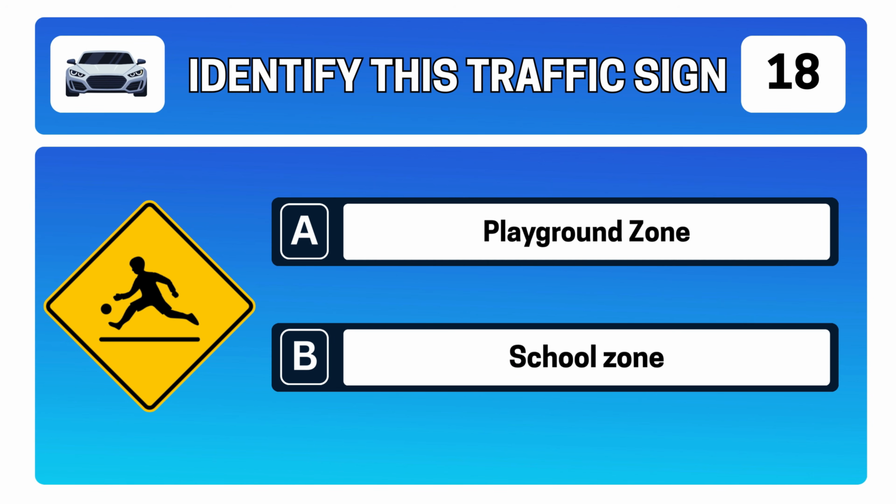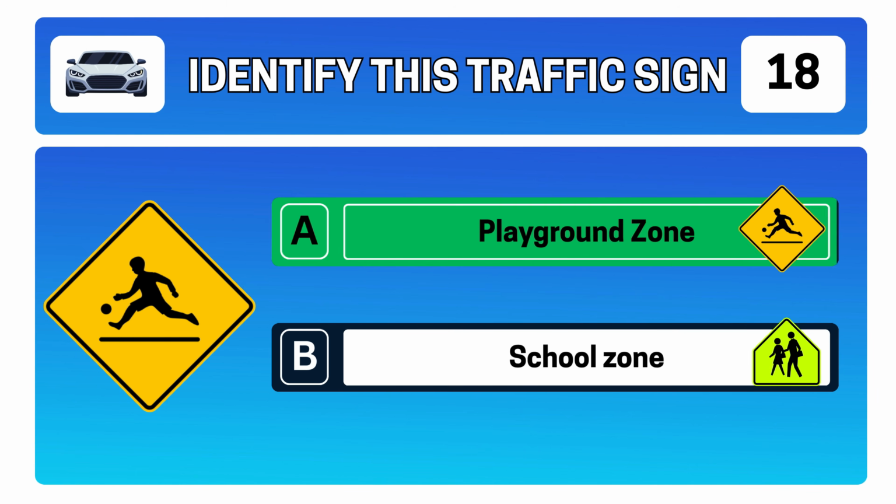Guess this road sign. A. Playground zone. B. School zone. Well spotted. It is the playground zone sign.